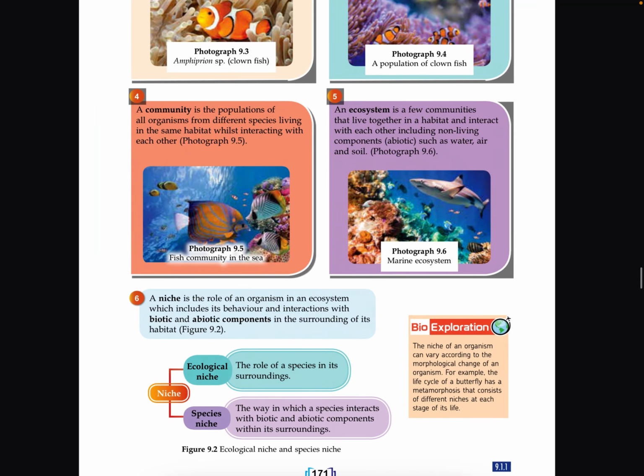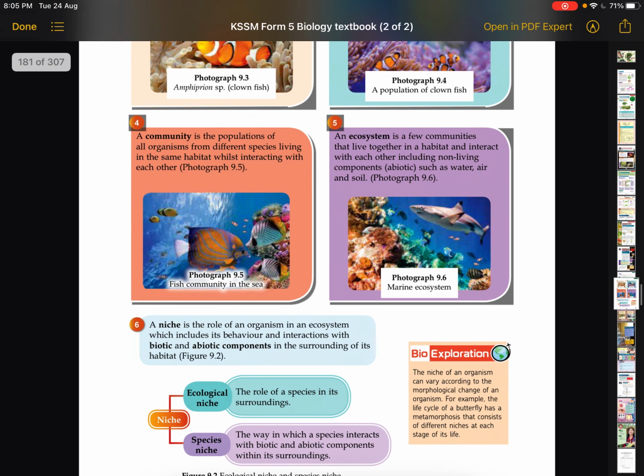And then there is a community. A community is populations of all organisms from different species living in the same habitat whilst interacting with each other. For example, in Malaysia we have multiple communities from multiple races. And in the coral reefs, maybe the fishes will interact with the corals, maybe they use the corals as cover. All of these interactions form a community.